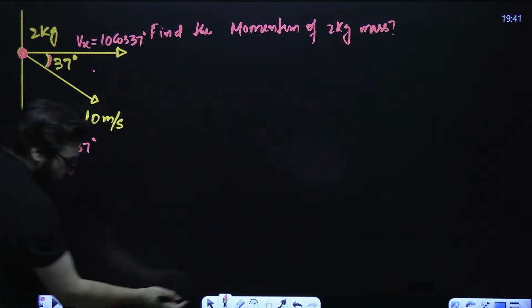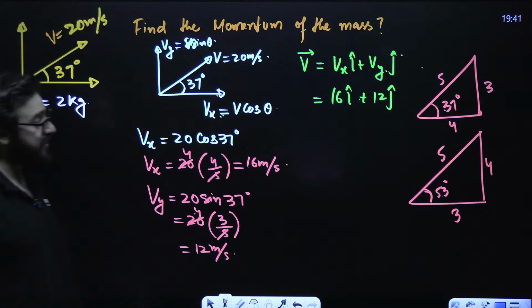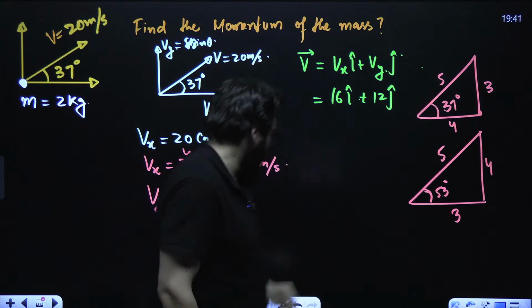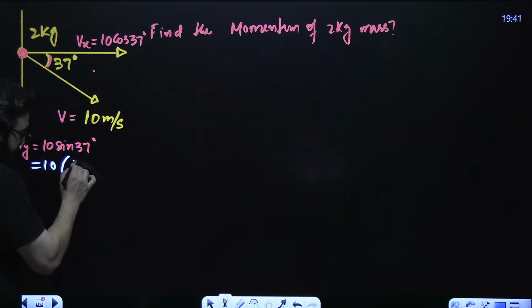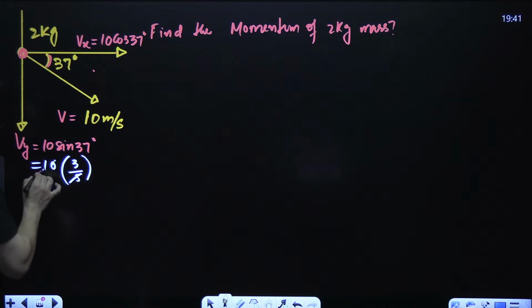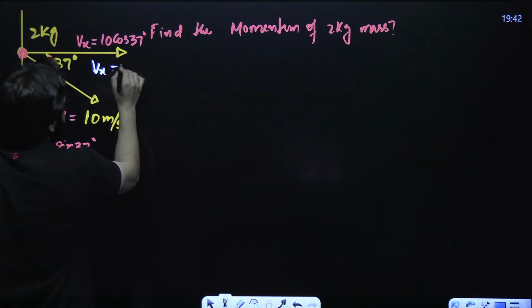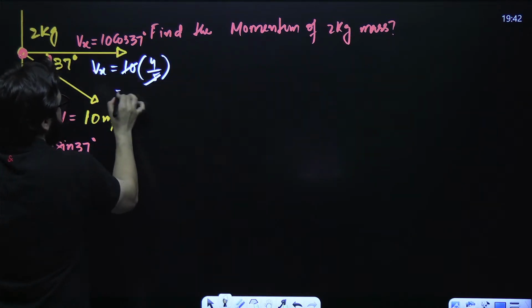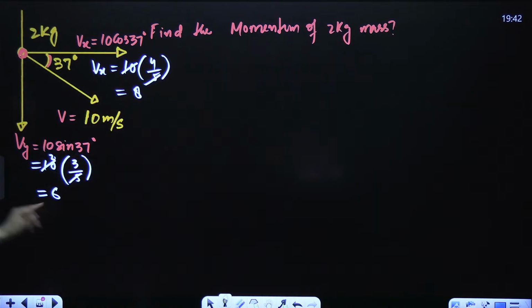Now what is the value of sine 37? Guys, recently I told you the value of sine 37, that is 3 by 5. Sine is perpendicular upon hypotenuse, that is 3 by 5. So I can write over here, this is 10, and then 3 by 5. 5 ones are 5, 5 twos are 10. 2 into 3 is 6. So Vy is 6. Let's find Vx. Vx is 10 times cos of 37, which is 4 by 5. So 5 ones are 5, 5 twos are 10. 2 into 4 is 8. So Vx is 8, Vy is 6.